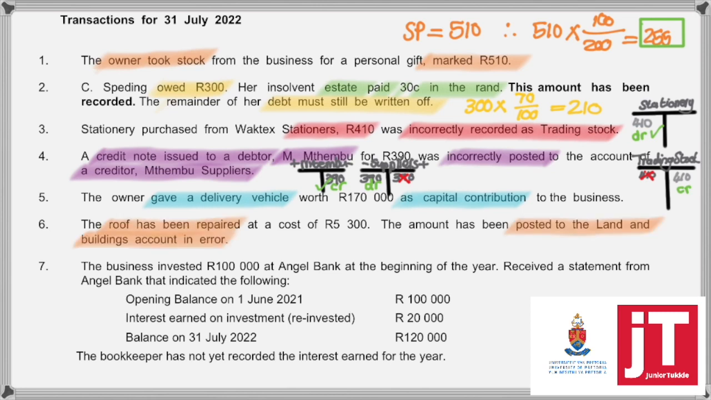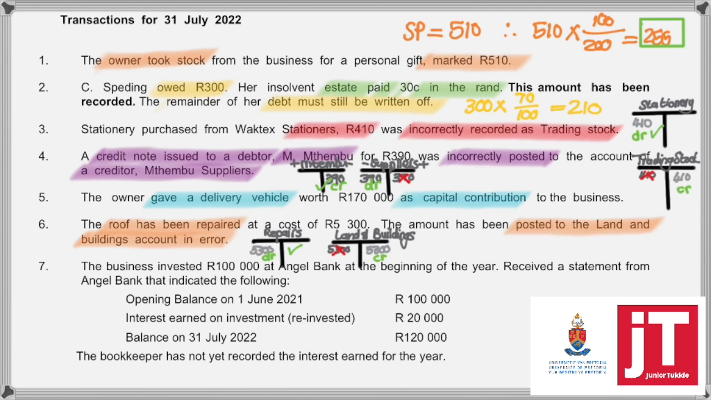Next one, the roof has been repaired at a cost of 5,300 Rand, and the amount has been posted to Land and Buildings in error. Now, you cannot post repairs as part of land and buildings because it's not a new building. It was just repairs or maintenance, so it's an expense. So, land and buildings was debited, which was incorrect. So, what must we do? We must credit land and buildings and debit repairs. Draw your little T account so you can see it clearly and don't make a mistake when you post it into the journal.